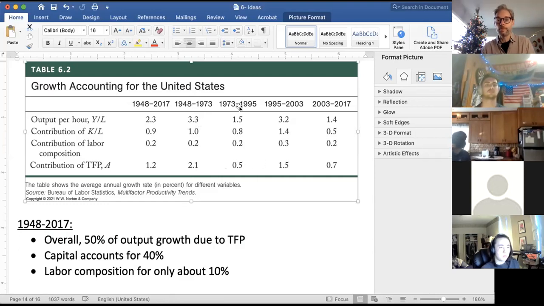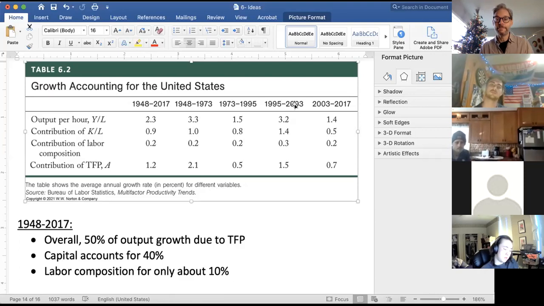How about the period between 1973 and 1995? Well, notice that this was a period of relatively low output growth. Why? Because of relatively low productivity growth. So once again, productivity is driving changes in economic growth over time, right? It's playing a big role. When productivity is high, growth is high. When productivity is low, growth is low. That tends to be the biggest reason.